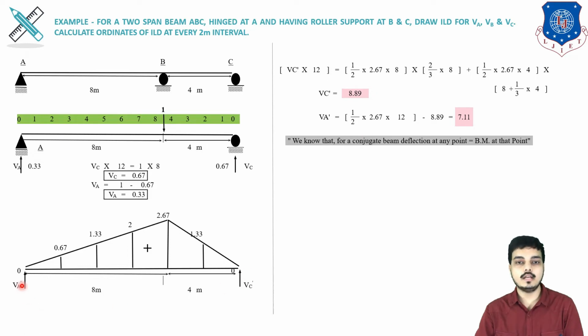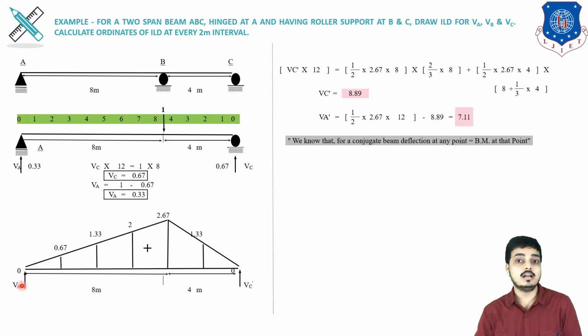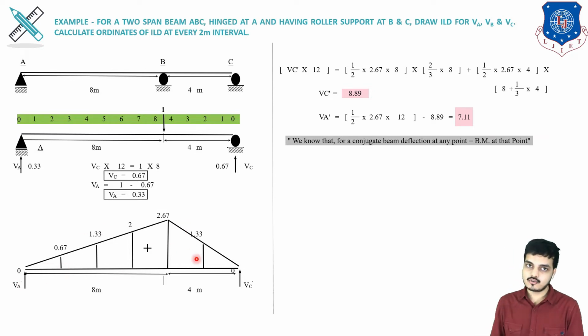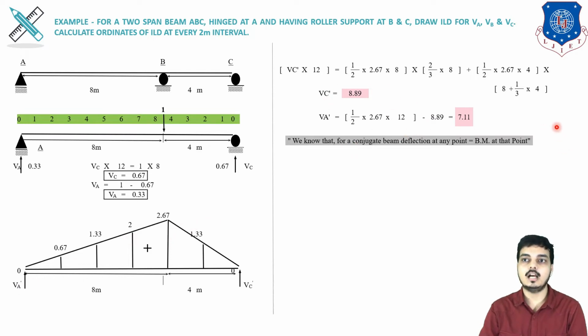Now how to find out VA dash? Total upward load equals total downward load. But here no loading is given. Here the triangle is given. So consider this triangle as a load. For converting to load, take it as an area. So VA dash equals 1/2 into 2.67 into 12, the entire triangle, minus this 8.89. I will be getting my VA dash. So why did I do this whole process?